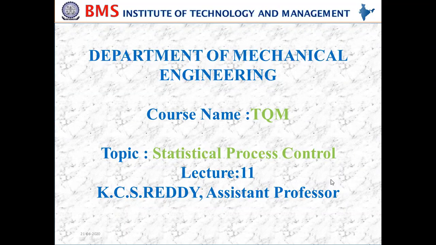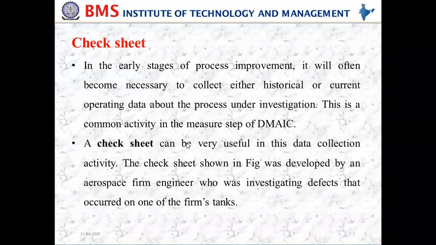So yesterday we were discussing statistical process control, and among that there are seven quality control tools, or the Magnificent Seven, we can call it. We discussed the histogram and the check sheet a little bit. A check sheet is very useful in data collection activity, and we took an example of defects identification in tanks.